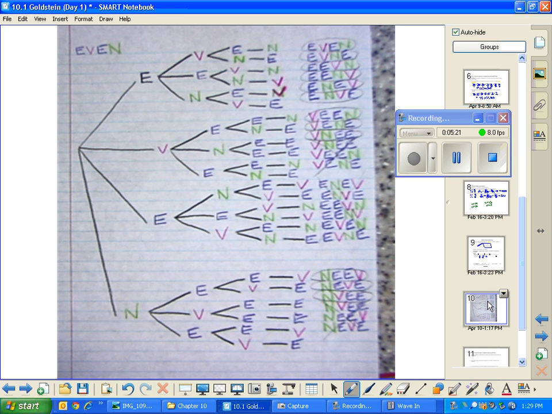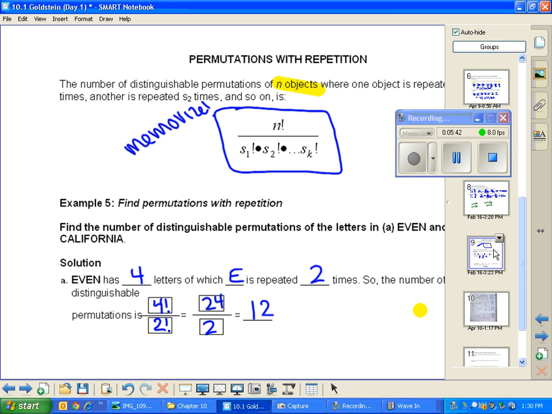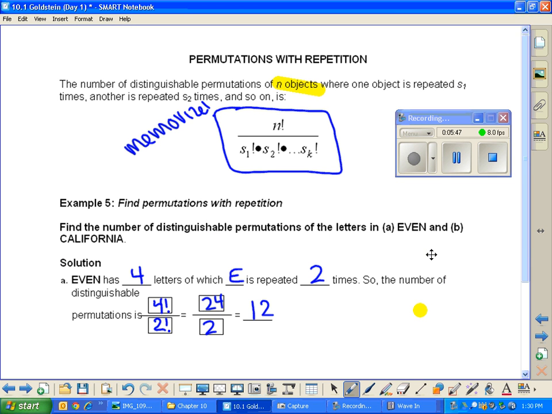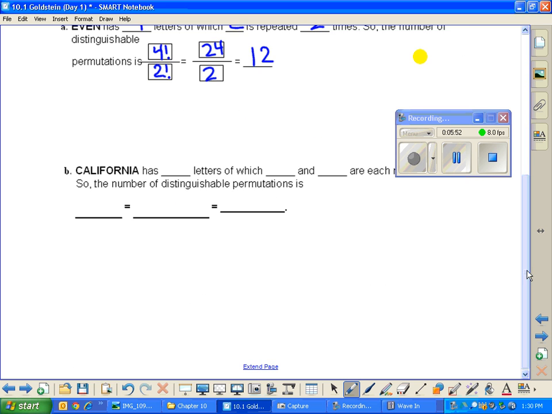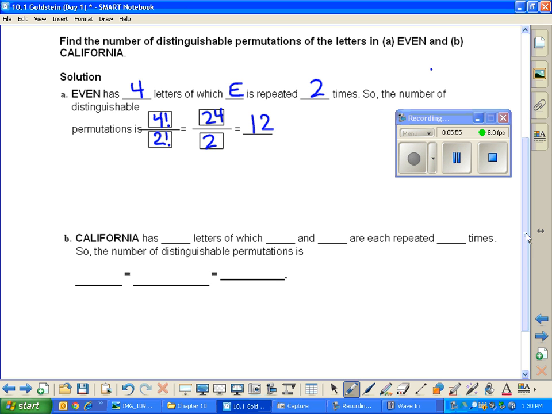That's crossing out 12. So originally there was 24, like in the word math, right? Where all 4 letters were different. Crossed out 12 of them, left with 12 distinguishable permutations. Are we okay with why we're crossing things out, why we're dividing out those arrangements? Okay, no questions? Okay. Last example here, applying this formula that has to do with repetition and permutations.